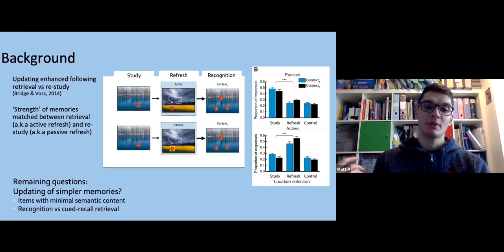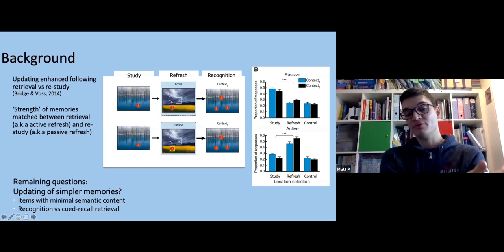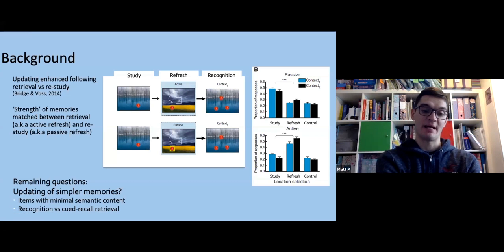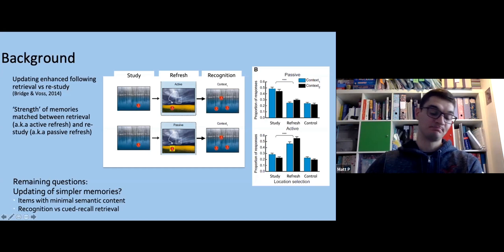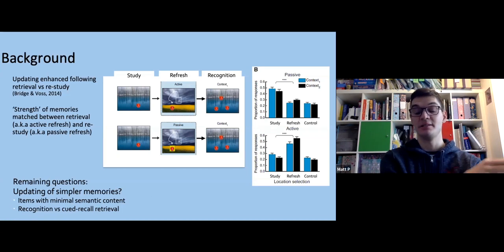So the remaining questions that are left from this study is that we can ask whether this type of design and this effect also applies to the updating of what I refer to as simpler memories. So memories or items that have minimal semantic content or information. An apple has a lot of semantic information because we know it's a fruit, we know it can be red or green, we know it grows on trees and they taste quite good. But what about memories without that semantic information? And what about memories that prior to the initial study phase, you've never seen before, you've never encountered that information before?